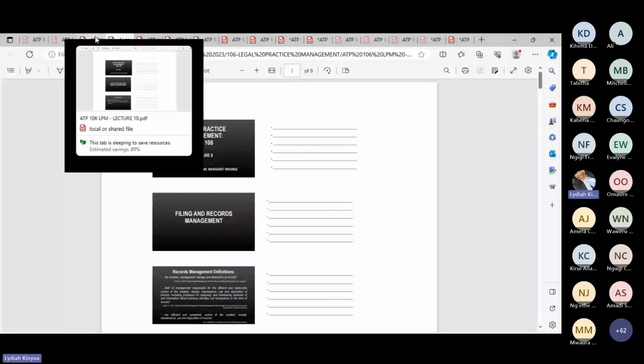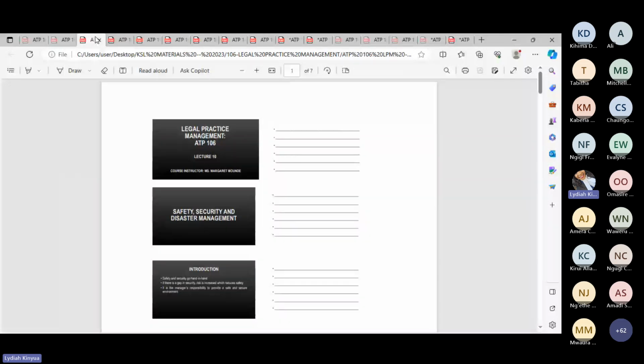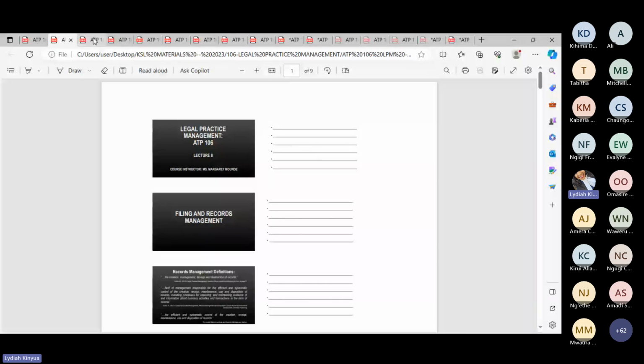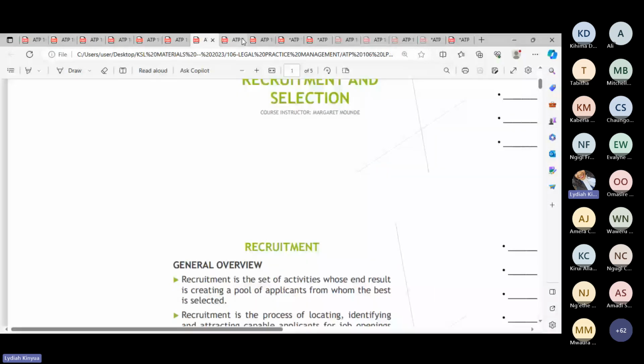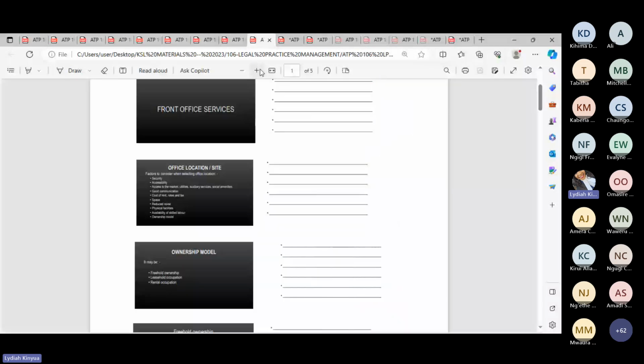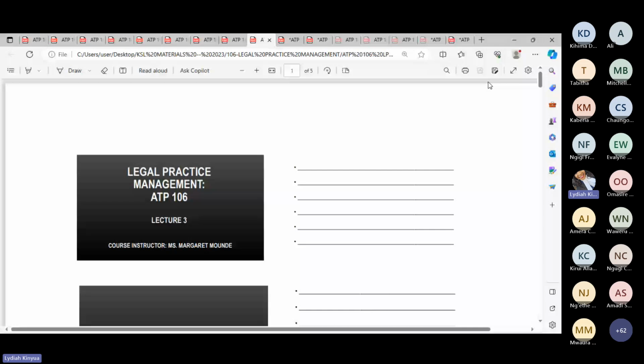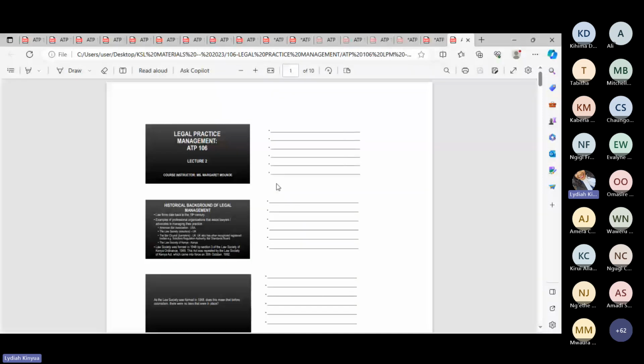So let me check what I am looking for. I'm looking for that very first topic. But most importantly, that last topic is what remains. Front office services, those things. Yeah, I believe so. Let me check. It's lecture number 3. I think that's what I'm looking for. Let me see what lecture number 2 is. Just give me 1 minute. I see what lecture number 2 is. No, it's lecture number 3 actually.